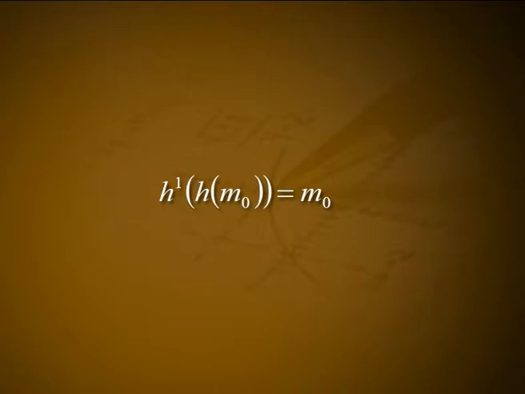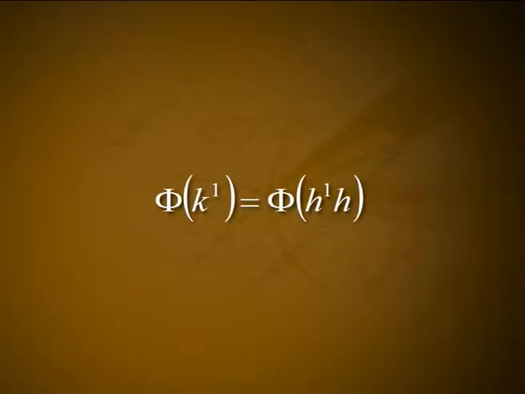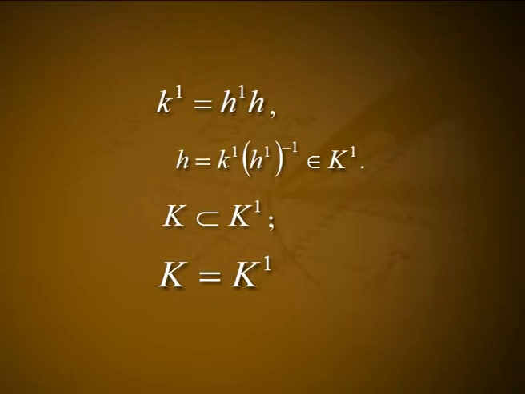Proof. Suppose h is an element of K. By transitivity of K1, there exists h1 element of K1 such that h1 of h m naught is equal to m naught. Then h1 h is an element of K m naught. Since phi restricted to K1 m naught is surjective, there exists k1 element of K1 m naught such that phi of k1 is equal to phi of h1 h. Since phi is injective, by the lemma k1 is equal to h1 h, that is, h is equal to h1 inverse k1, which is an element of K1. Thus, K is a subset of K1, that is, K is equal to K1.